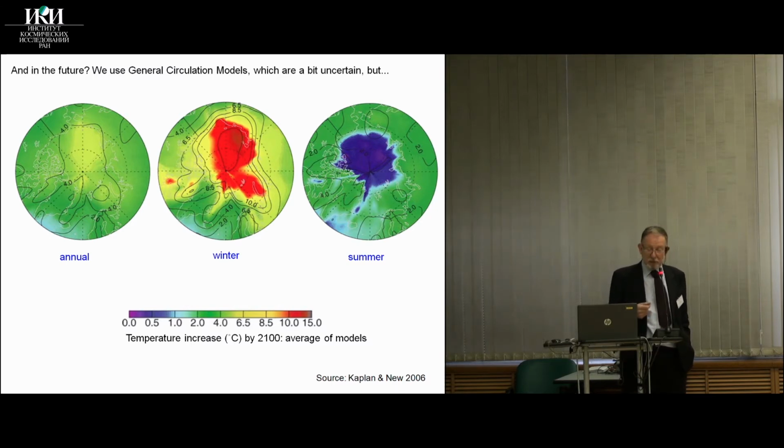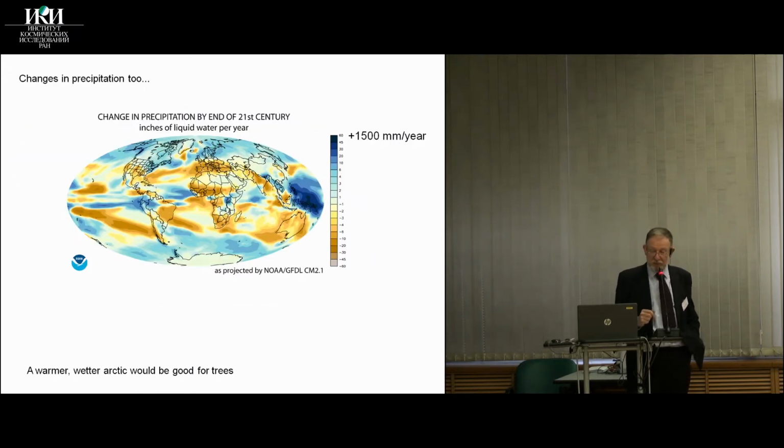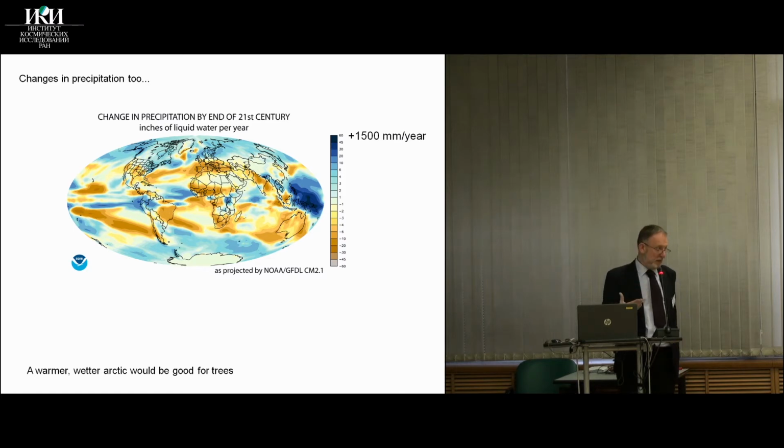But broadly speaking, we expect warming, and we expect more warming in winter than in summer. We also expect an increase in precipitation. We expect, especially the northern latitudes, to become wetter. And a warmer, wetter Arctic would be good for trees.